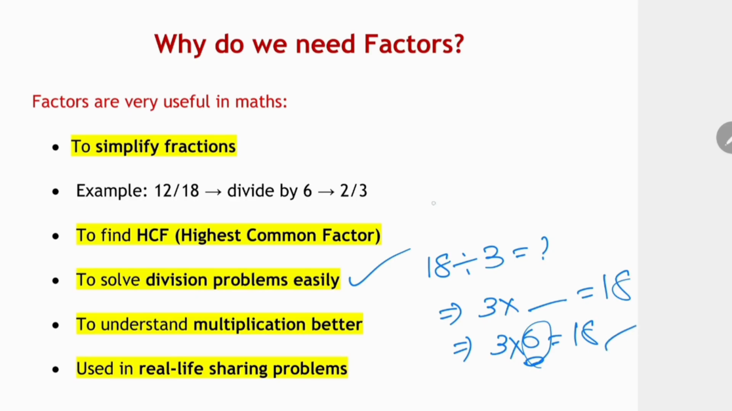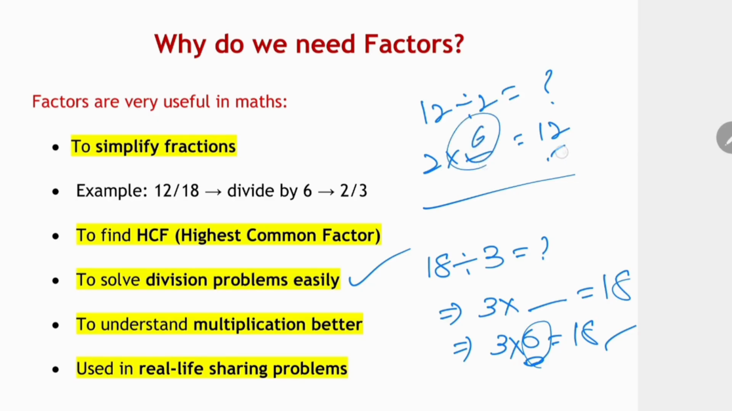Is it clear? We take another example. 12 divided by 2 is equal to how much? Here think which number multiplied by 2 gets 12. Therefore 2 into which number is equal to 12, that is 6. So 6 is our answer. 12 divided by 2 is equal to 6 and 18 divided by 3 is equal to 6. Is it clear?